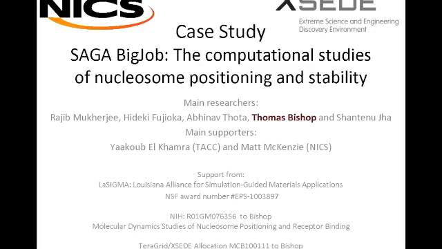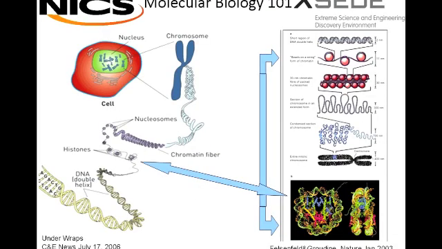Matt? Yes, thank you, Yaakoub, and good day, everyone. This is a BigJob effort from Thomas Bishop. He did computational studies of nucleosome positioning and stability. And a quick background of his science. DNA is wrapped from the double helix strand into the histones, making the nucleosomes, and that compacts even more into a chromatin fiber and then into a chromosome. He's interested in how the DNA actually wraps around the histone, as seen in this picture.